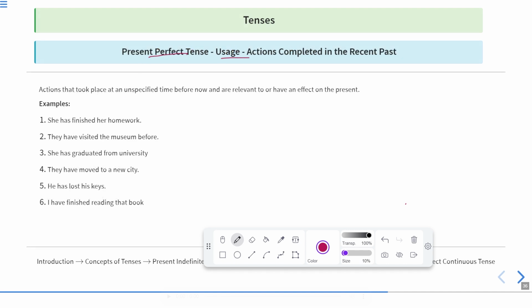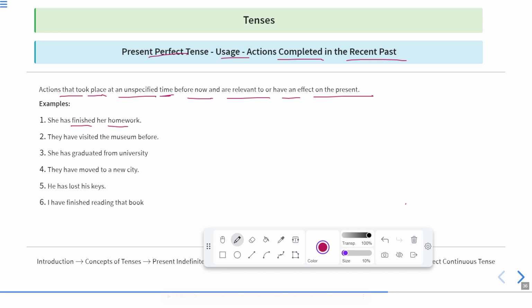Present perfect tense, usage: actions completed in the recent past. So if some actions have happened in the recent past, they should be written in present perfect tense. Actions that took place at an unspecified time before now and are relevant to or have an effect on the present. If the time in which they have occurred is unspecified, it means we either don't know the time or the time is totally irrelevant. And the action has an effect in the present as well. These types of sentences are written in present perfect tense.